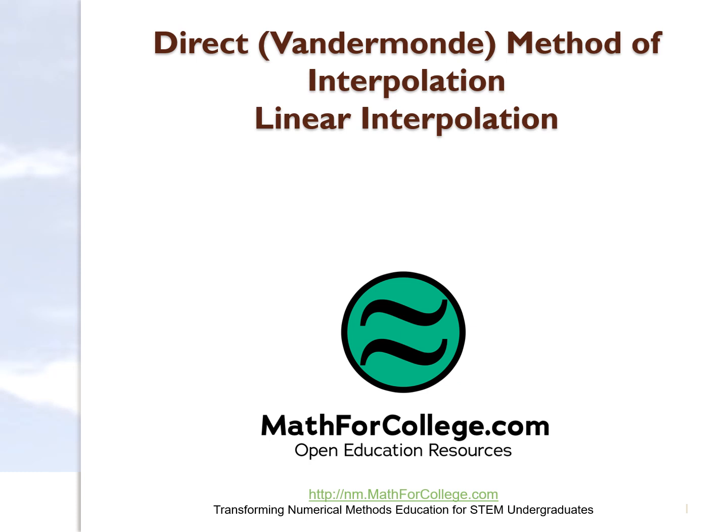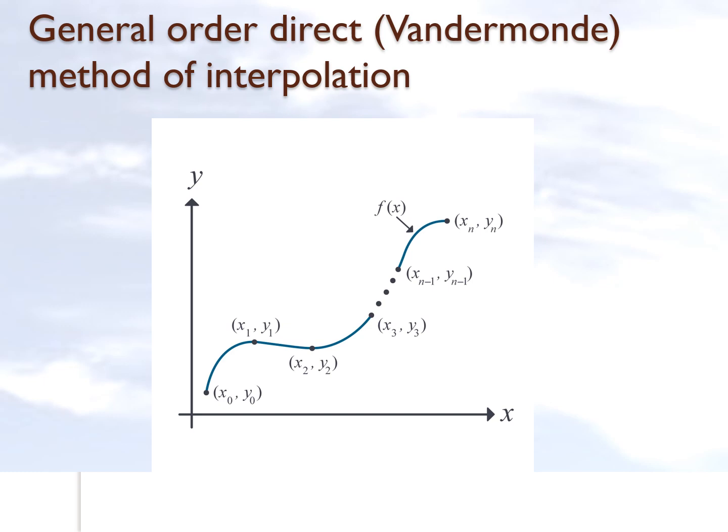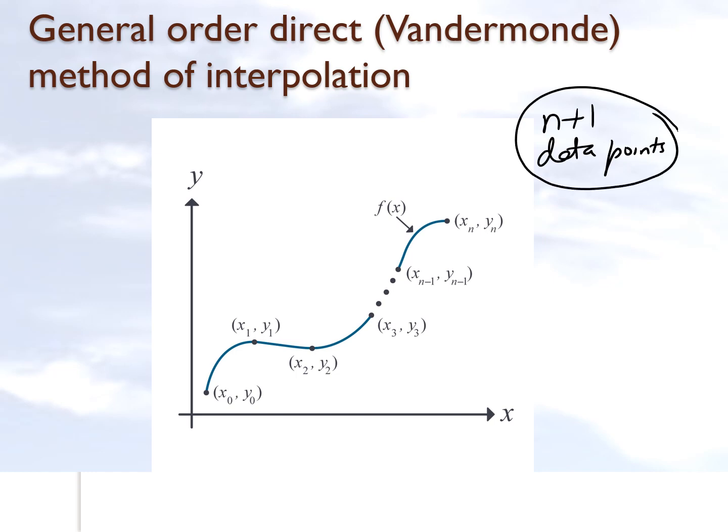In this segment, we'll talk about the direct method of interpolation, which is also called the Vandermonde method, and we will limit our discussion to linear interpolation. If you look at the general order direct method of interpolation, you are taking n plus 1 data points to do the interpolation. Because many times you'll be given more points, but you will choose only a certain specific number of points to do the interpolation.